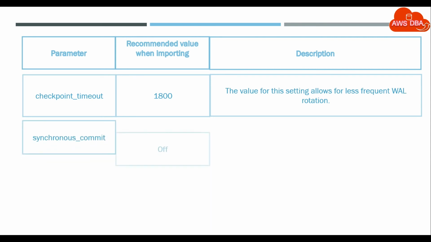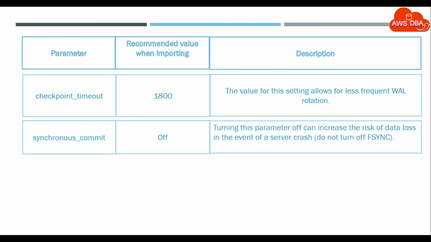synchronous_commit: off. Disable this setting to speed up writes. Turning this parameter off can increase the risk of data loss in the event of a server crash. Do not turn off fsync.